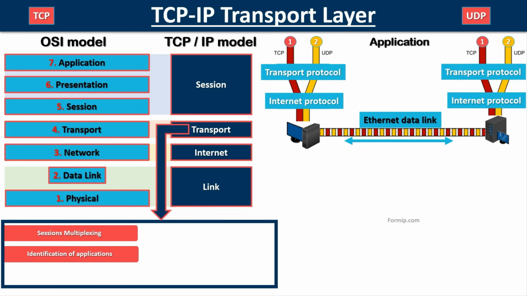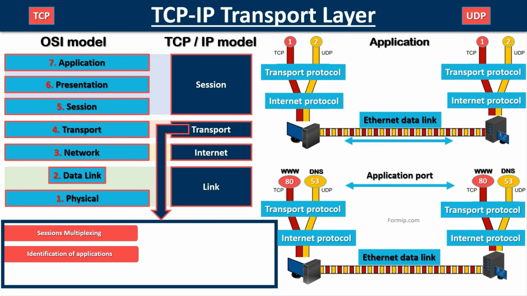To identify and send data to specific applications, TCP/IP uses port numbers. Each process that uses the network gets a unique port number on the host. This number is used in the header of the transport layer to identify which application the data is associated with. For example, port 80 is reserved for HTTP, Hypertext Transfer Protocol, used for the web, and 53 for DNS, Domain Name System.